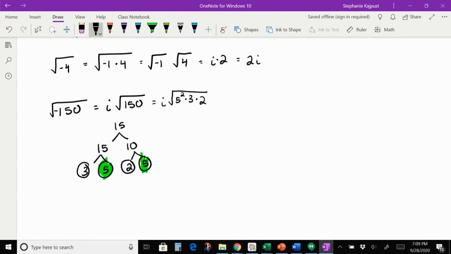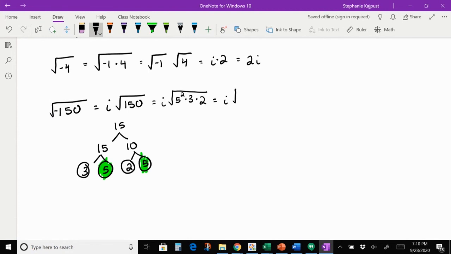So I've rewritten my 150 in terms of a product of primes, which I know we did a little bit of when we were looking at greatest common factor before. We did this with fractions. Doing this comes up a lot. It's a very, very handy skill.